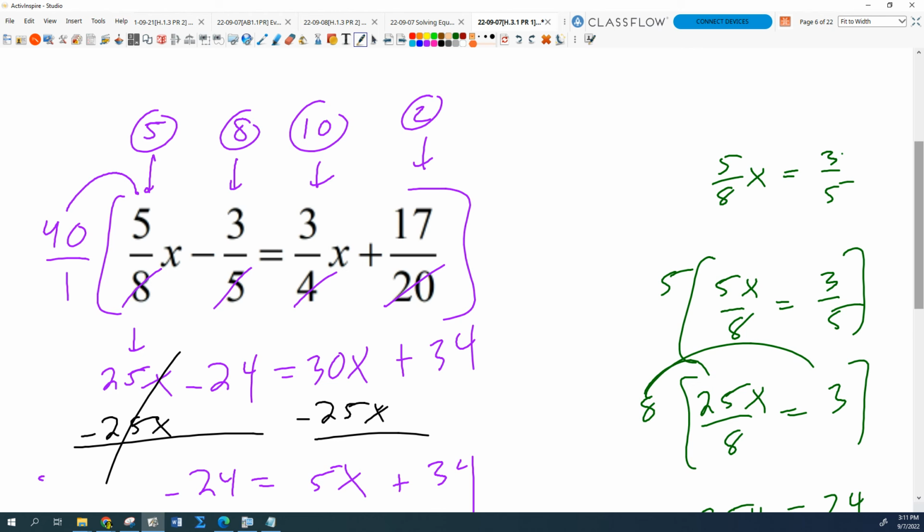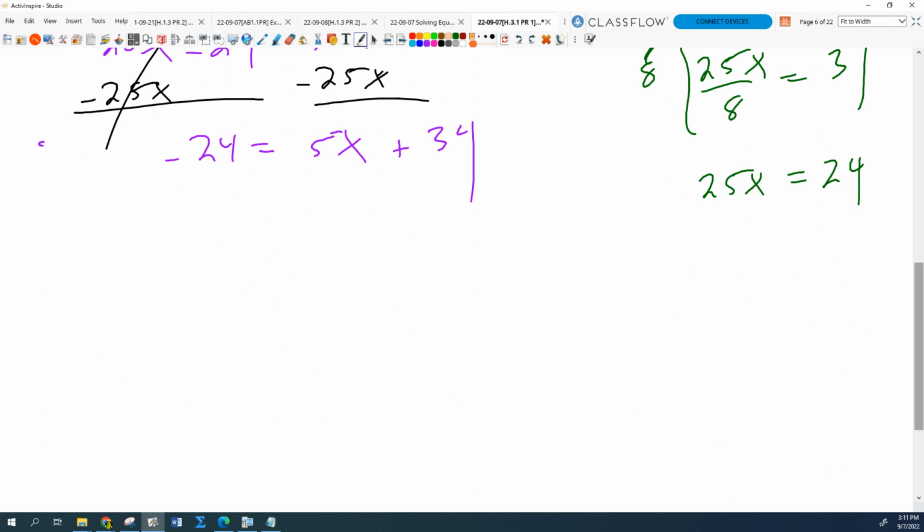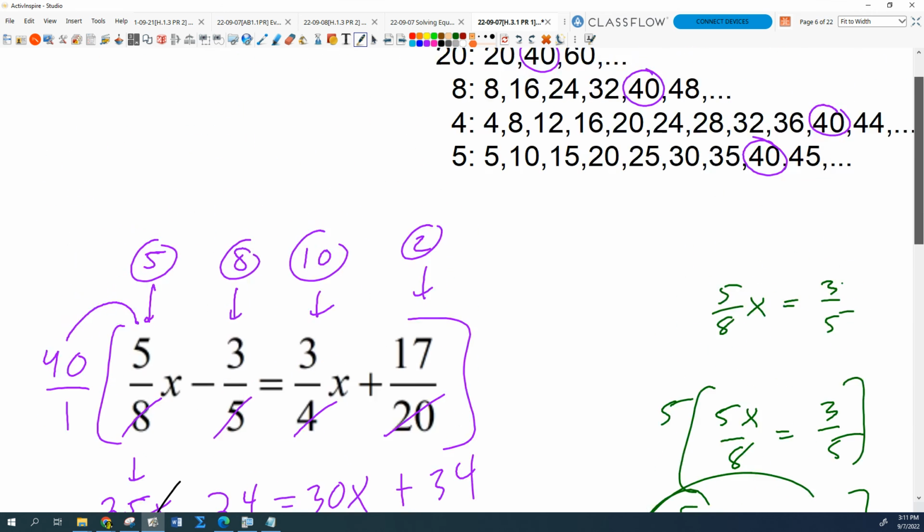Okay. All right, and then again, from there on out, it's a piece of cake. What would the last two steps be to isolate x? What would I do first? Subtract 34 and then divide by 5. Okay, make sense? All right, so we've got the clearing fractions.